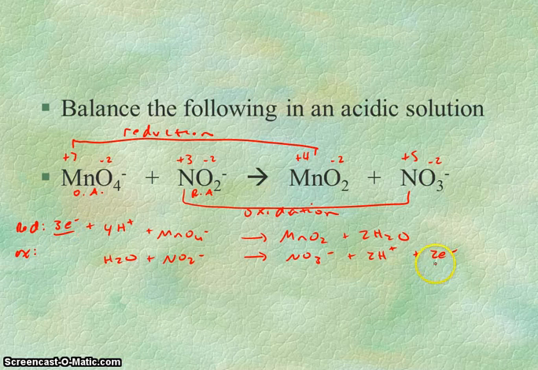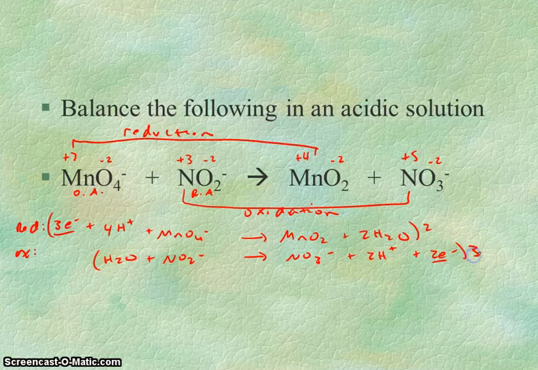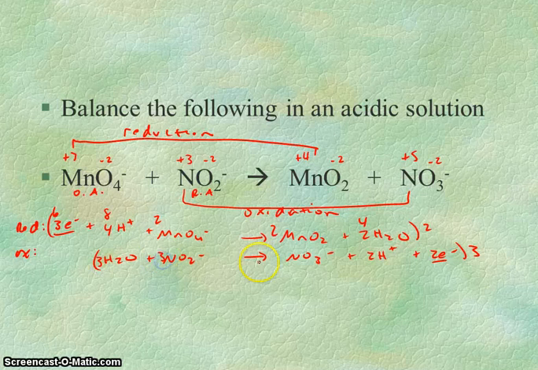3 electrons gained, 2 electrons lost, that's not equal. So we're going to multiply our reduction half reaction by 2 and our oxidation half reaction by 3. That'll give us 6, 8, 2, 2, 4, and 3, 3, 3, 6, 6. Electrons gained equal electrons lost.